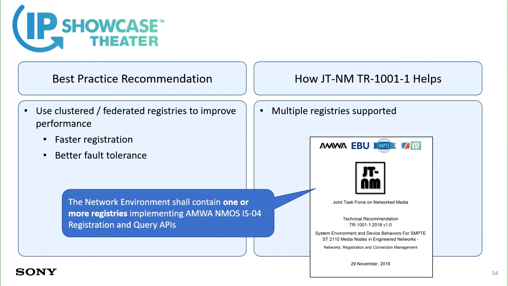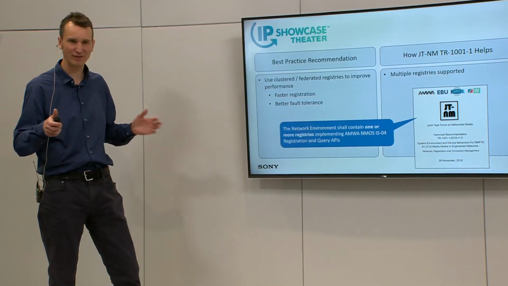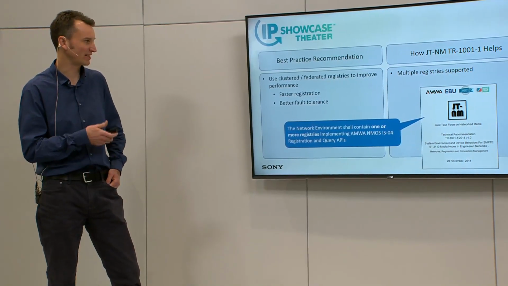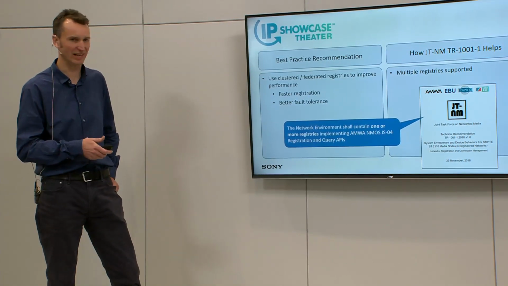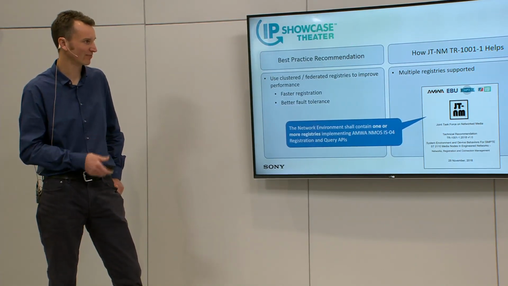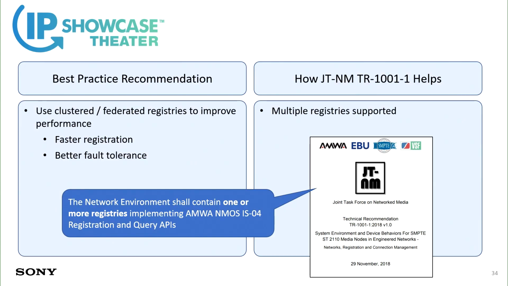So the second thing that I mentioned earlier was using clustered or federated registries to improve the registration performance is a really good thing to do. Not only does it lead to faster registration initially, but also better fault tolerance. You've always got a backup registry there if one of them loses connection for a short while. So TR 1001-1 doesn't mandate that you use multiple registries, but it does certainly support it. The network environment shall contain one or more registries implementing AMWA NMOS IS-04. So we're certainly able to do that, and I'd highly recommend that people do that for anything other than a very small installation.